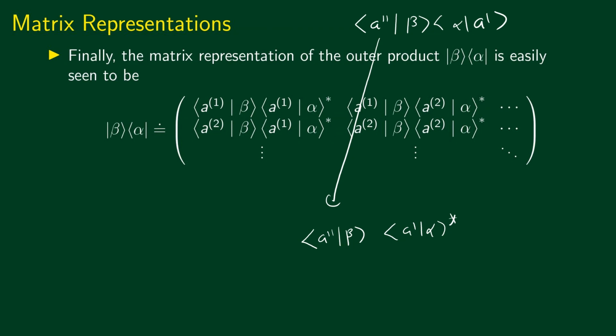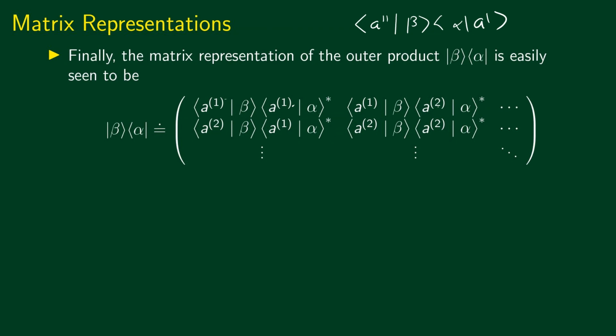If we take the set of all eigenbras and the set of all eigenkets, as we did for the operator x, the elements are: bra A1 ket beta, bra A1 ket alpha star. This is the first row, first column. What's the first row, second column? The first row, second column element is bra A1 ket beta, bra A2 ket alpha star, etc. So this is just an example of the matrix representation of an operator that we saw before.